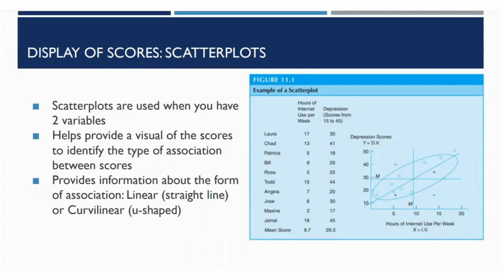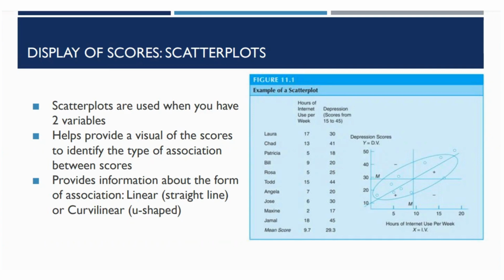Okay, for display of scores, this one here is a scatter plot, and scatter plots are used when you have two variables. It helps provide a visual of the scores to identify the type of association between the scores, and it also provides information about the form of association. So is it linear or curvilinear?